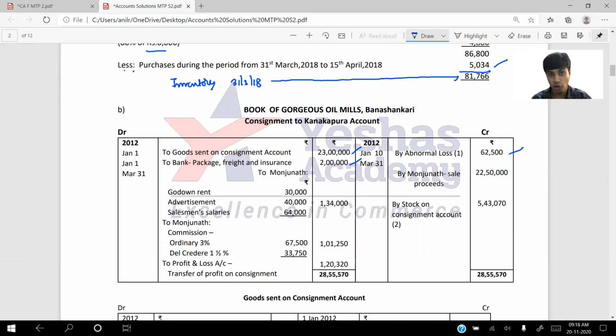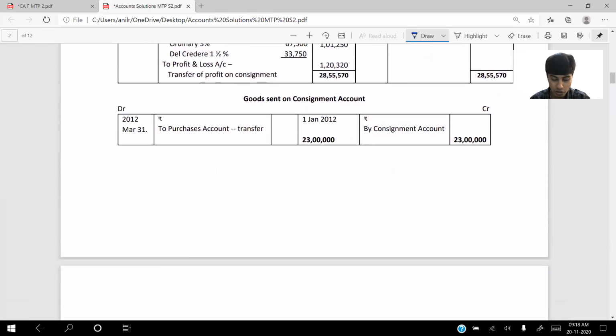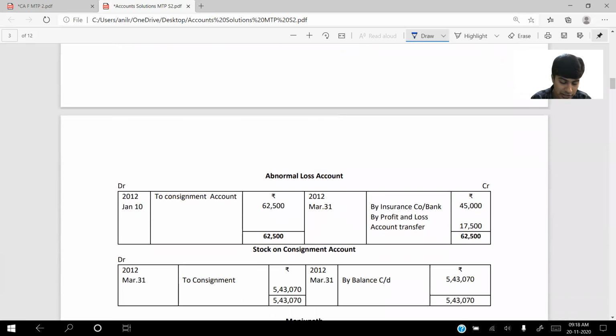Now you would have to open the abnormal loss account. On the debit side of the abnormal loss account, you will write to consignment 62,500. On the credit side, you will write by cash 45,000. The difference is profit or loss. On the debit side we write 62,500, because in the consignment account we wrote credit by abnormal loss.